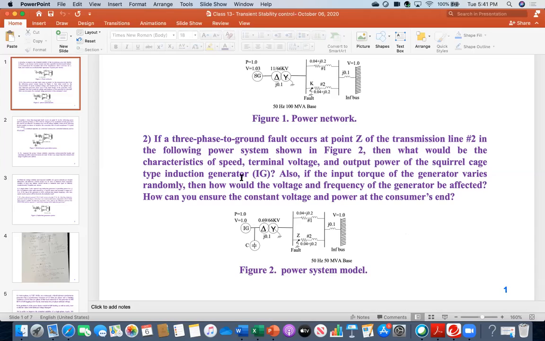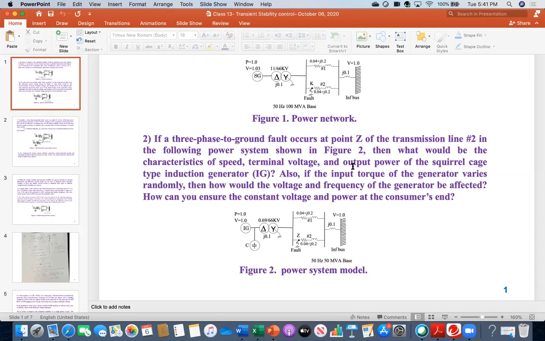So this is an induction generator, and then the fault happened. So what would be the characteristics? This means how do the speed, terminal voltage, and output power behave? Now, although it says a squirrel cage induction generator, it means its speed is almost constant, because that is the fixed type. It is not the wound rotor type. There are two types. One is called wound rotor type. The speed is variable, and then squirrel cage speed is almost constant.